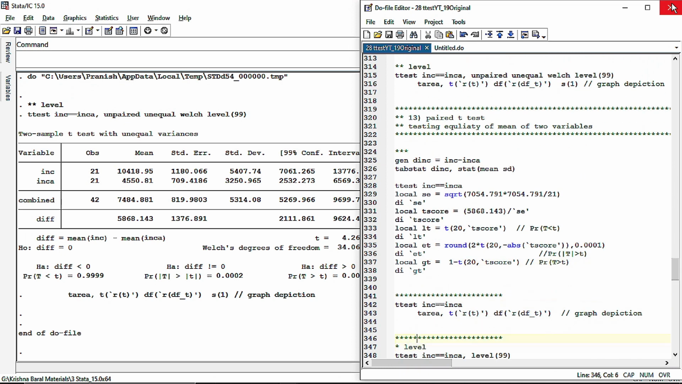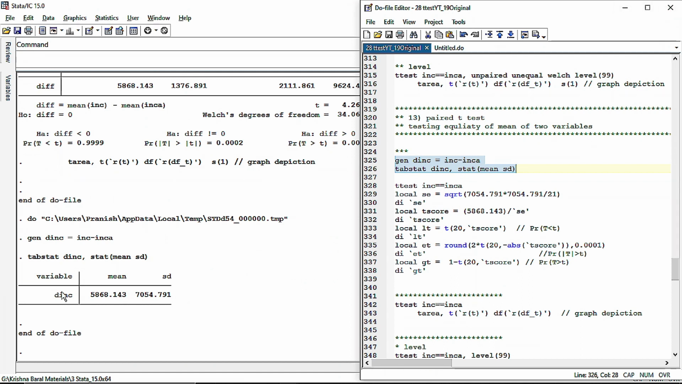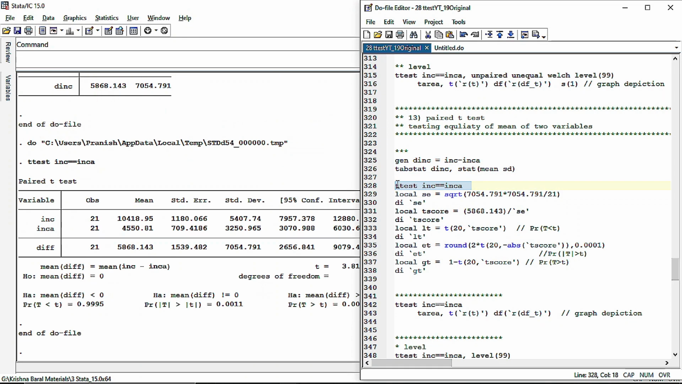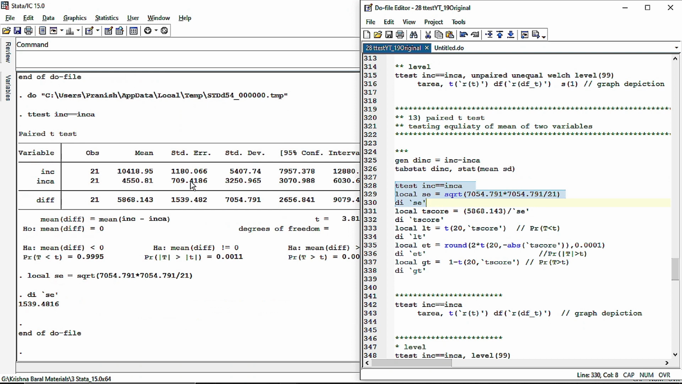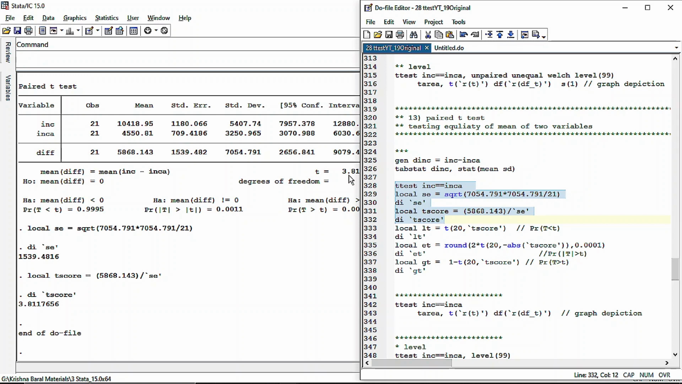Now let us perform the paired t-test. First of all, let us generate this variable and tabulate it. We will use this difference in mean to calculate our t-score and this standard deviation to calculate the standard error. So let us see the tabulated form of the t-test. The standard deviation of the difference of these two variables is given over here, and dividing it by the root of the sample size is how we calculate the standard error, and they have the same value, 1539. To calculate the t-score, we take this difference value and divide it by its standard error. We get the same t-score as well, 3.8, and our degrees of freedom is 20.